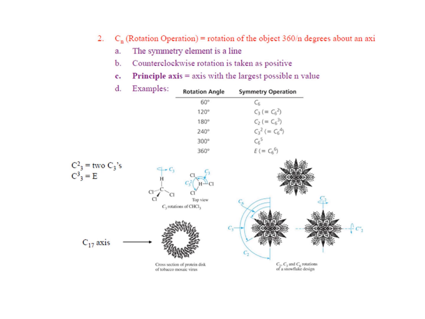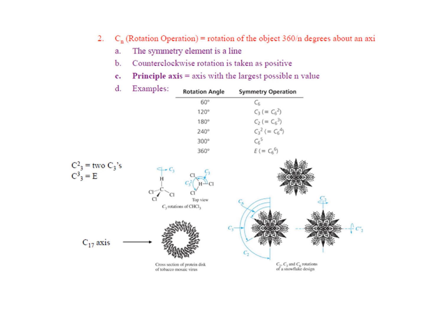Just like I told you in the previous slide, a molecule can have multiple axes, but only one axis has the highest value, and it is termed the principal axis, while all the other axes with lower values are termed subsidiary axes. Examples: a rotation angle of 60 degrees gives the symmetry operation C6, just like in the benzene molecule which we studied in the previous slide.